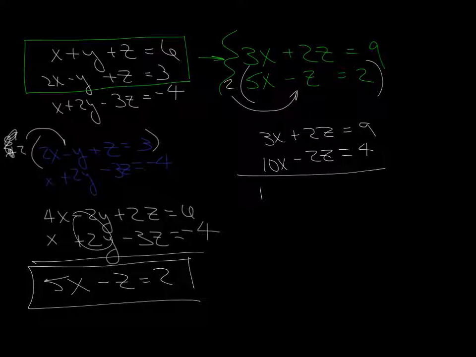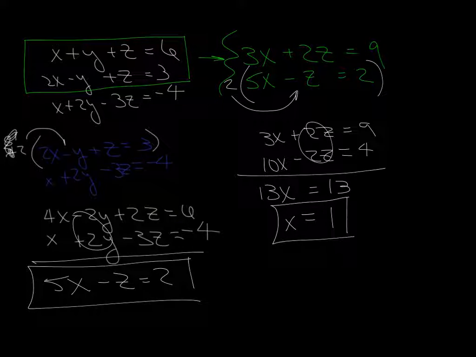Now I'm going to add. Those go away. And x equals 1. Alright, so I found one of the variables. X equals 1. Alright, that's the hard part. The rest of it is just plugging in order to find my y and my z here.